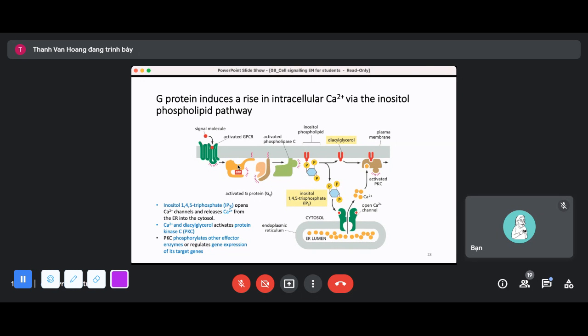Can you repeat again? Not sure. Cyclic AMP is very unstable. It will form spontaneously into AMP. So the signal transduced by cyclic AMP is quite short.